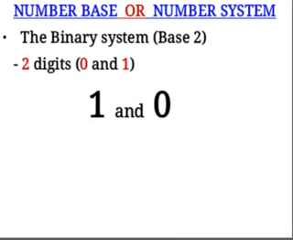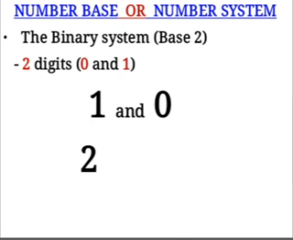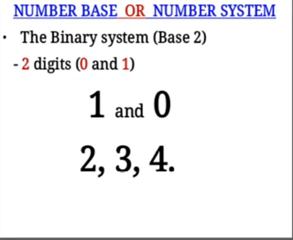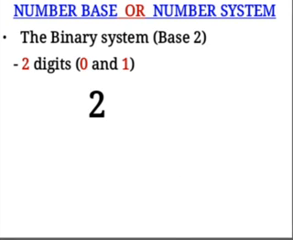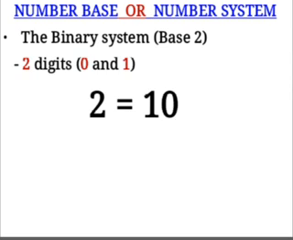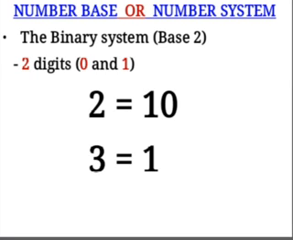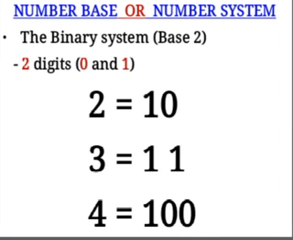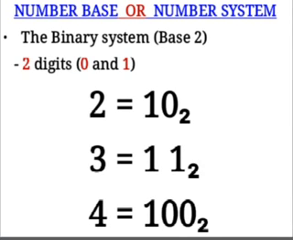However, higher numbers like 2, 3, 4, and so on can be converted to binary numbers. For instance, 2 is written as 1, 0, 3 is written as 1, 1, whereas 4 is written as 1, 0, 0 in binary system. But don't forget to indicate the base.